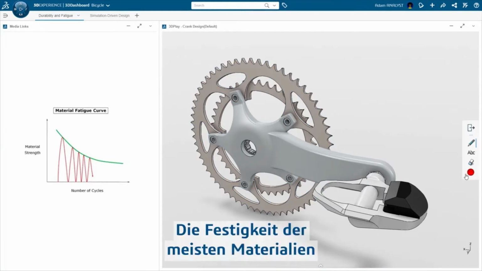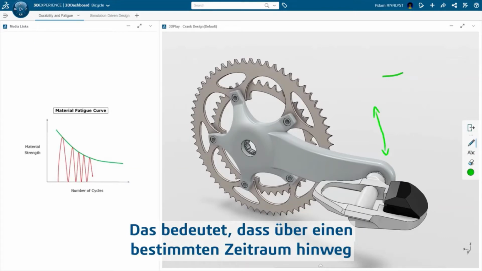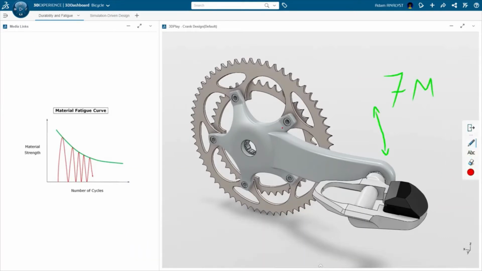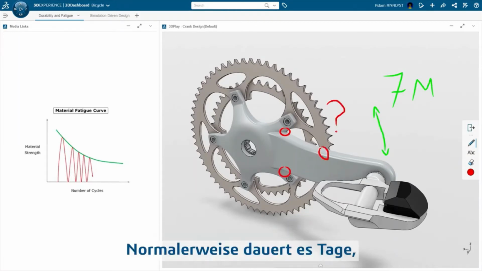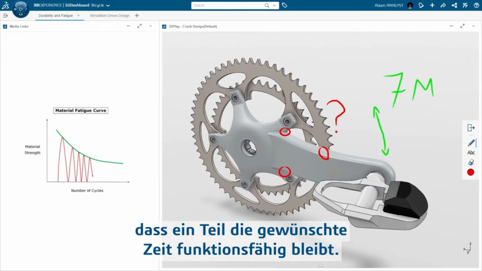The strength of most materials reduces over repeated loading. This means that over a period of time, even a load well below the yield strength may cause a part to fail. This behavior is commonly called fatigue. Normally, it requires days, weeks, or even months of testing to ensure a part will last the desired time.